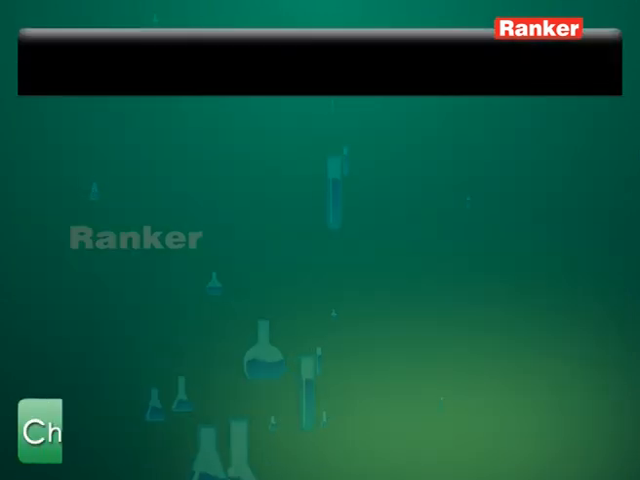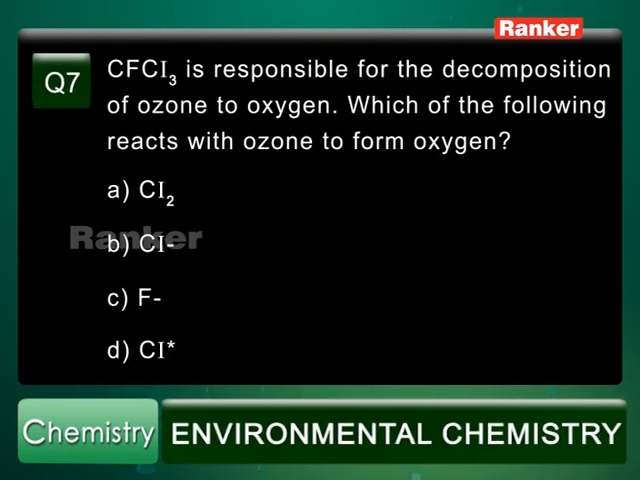Question number 7. CFCl3, that is trichlorofluoromethane, is responsible for the decomposition of ozone to oxygen. Which of the following reacts with ozone to form oxygen? Options: A Cl2, option B Cl minus, option C F minus, option D Cl free radical.